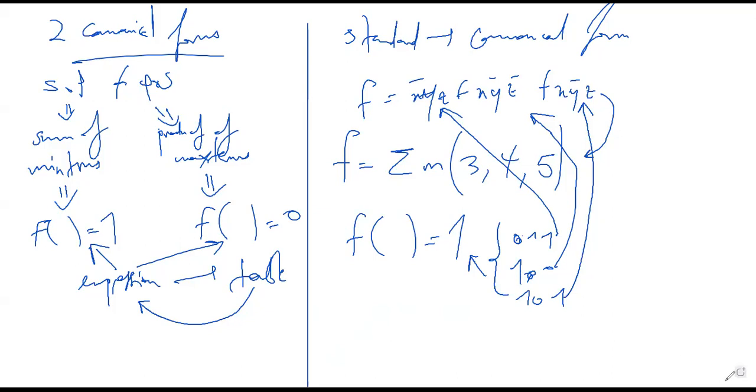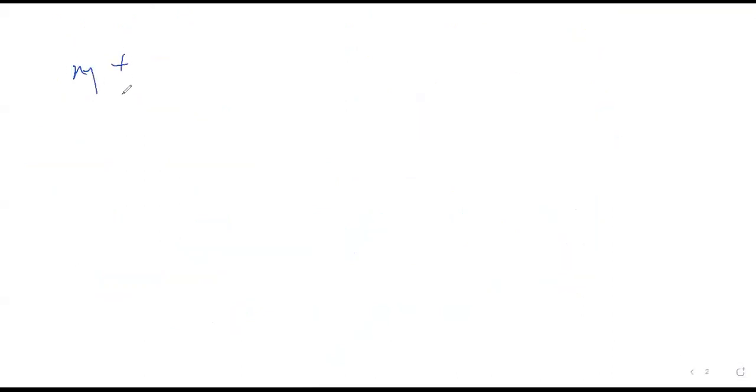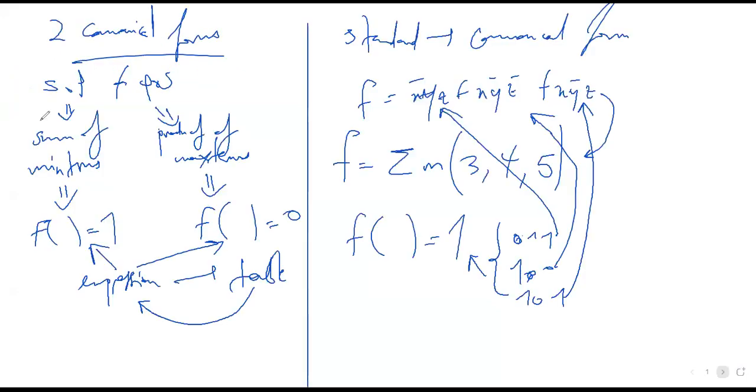But if you have a function like this, it may or may not be that difficult to maneuver. You need to add another variable there to make it complete, another one here, another one here. So standard to canonical form conversion. How do you do that? This is the standard form.